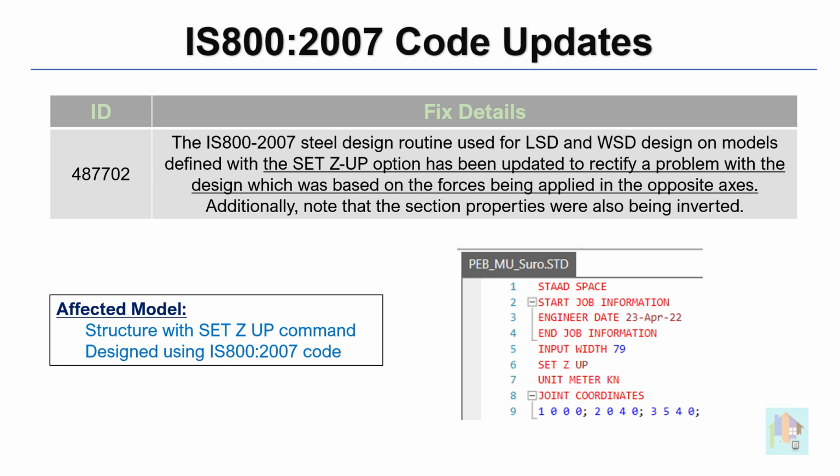There are several bug fixes related to IS 800-2007, 1984 and IS 801 code. For IS 800-2007, there was an issue only when setZup command is used in the model. Due to different axis orientation, section property and member force values were switched, so major and minor axis force and design results were interchanged. This problem is now fixed, and if you are using setZup command in your model, then you can notice a change in design results only for IS 800-2007 code.